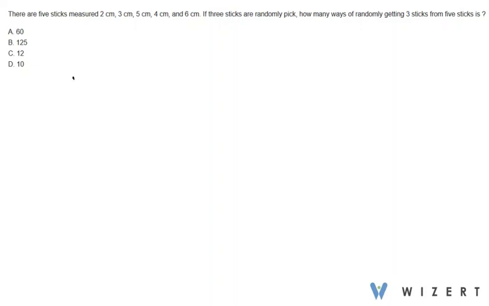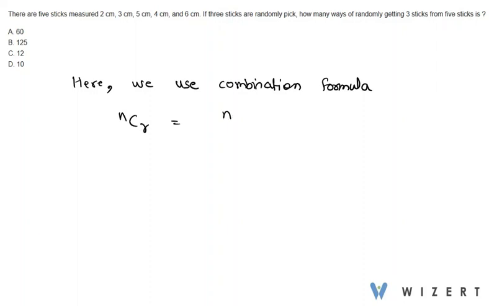So here we use the combination formula, which is nCr equal to n factorial divided by r factorial multiplied by n minus r factorial. Here n is 5, as there are 5 sticks, and r is 3.